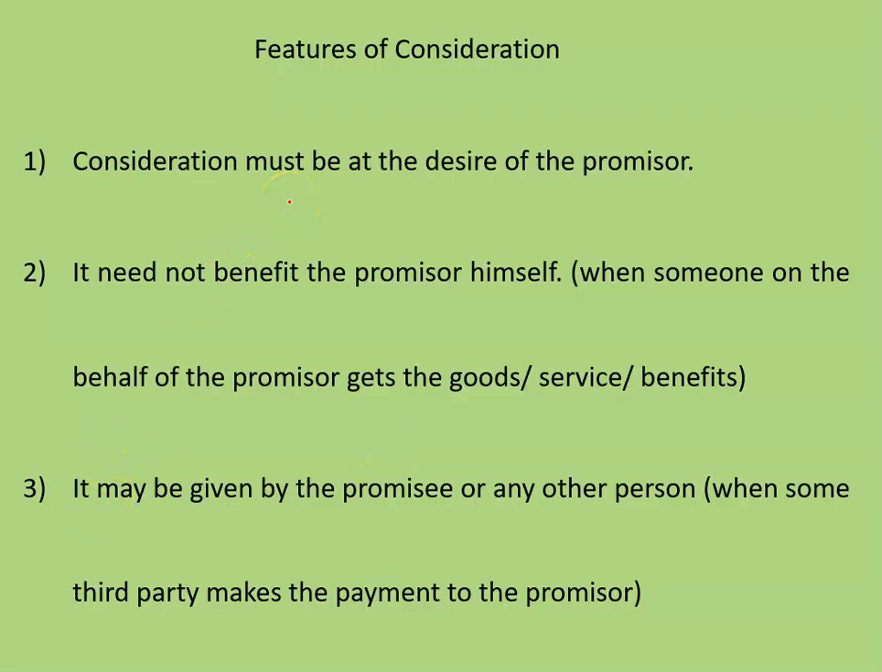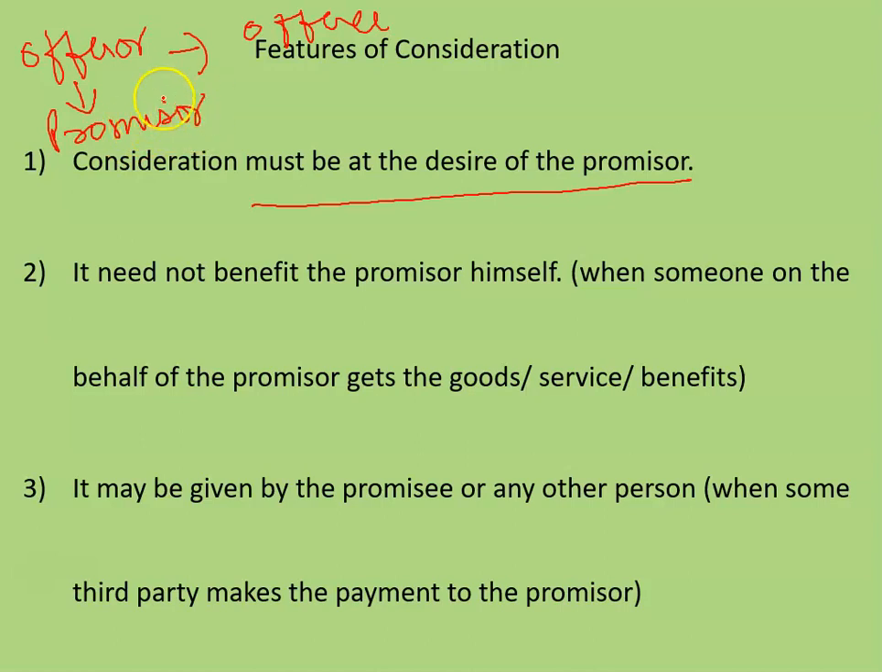When we talk about the features, it says that consideration must be at the desire of the promisor. There is a person who has made an offer. Repeating it again, the person has made an offer to whom? He has made an offer to the offeree, right? Once this offeree accepts this offer, the offerer becomes the promisor and the offeree becomes the promisee. It is very easy and clear now. So we should know who is an offerer, who is a promisor, who is an offeree, who is a promisee, right? The offerer is the promisor, the offeree is the promisee.